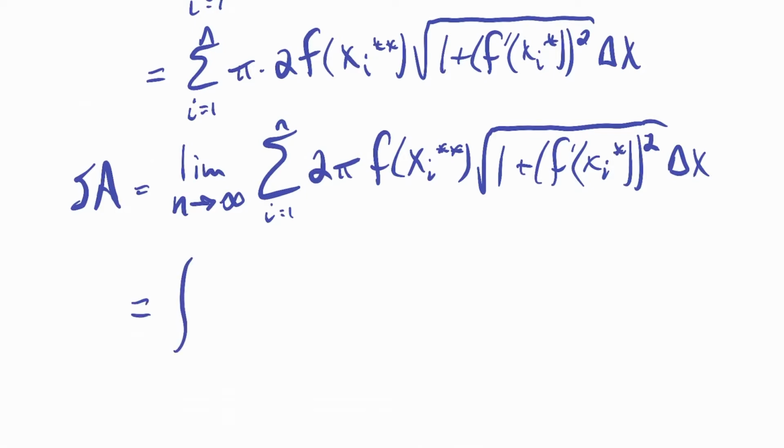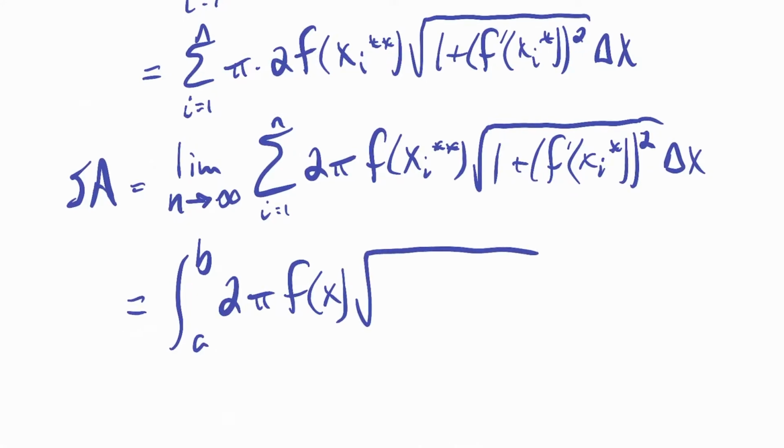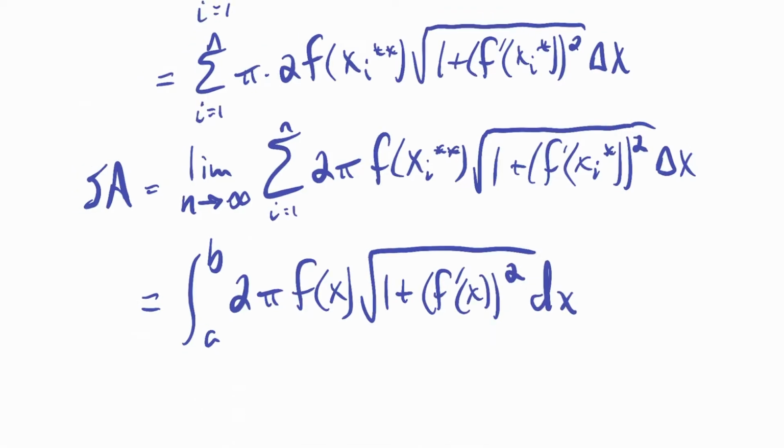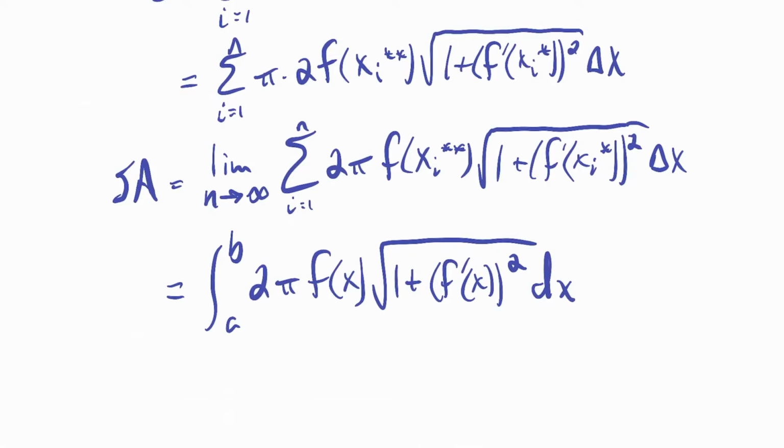This equals the integral from a to b of 2 pi times f of x times the square root of 1 plus f prime of x squared dx. So this integral will give me the lateral surface area, or the surface area of revolution of the function being revolved around the x-axis, okay? There's a couple things to point out.